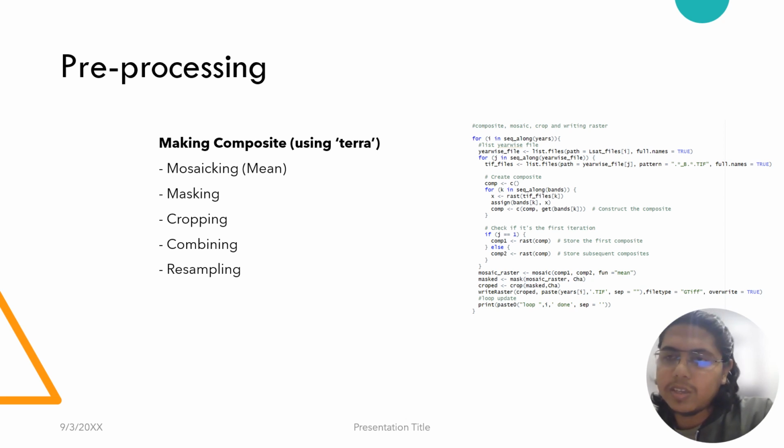The pre-processing includes mosaicing, masking, cropping, combining, and resampling, and we tried to make use of R throughout our project so that it would make our analysis easier later on. You can see a snapshot of code that loops through the TIFF files, mosaics them, and makes a composite out of it.